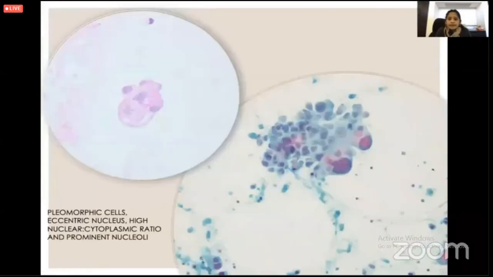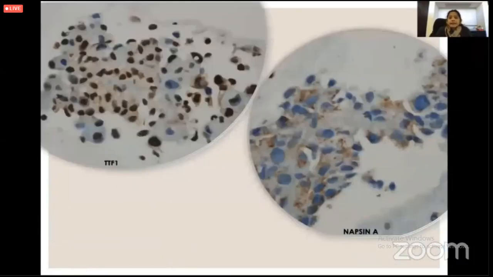So we had the cell block. We made a cell block, so we had a lot of cells. Just to show you the PAP again, that sort of clustering, very prominent macronucleoli. As I said, no doubt it's a malignant tumor. It needs to come out, or it needs to have a further workup. So since we had the cell block, as we always do, we did the stains. So we did TTF1. You can see nicely nuclear positive staining.